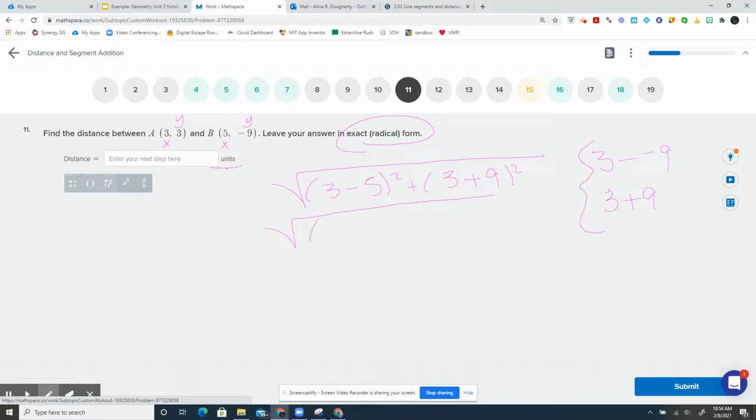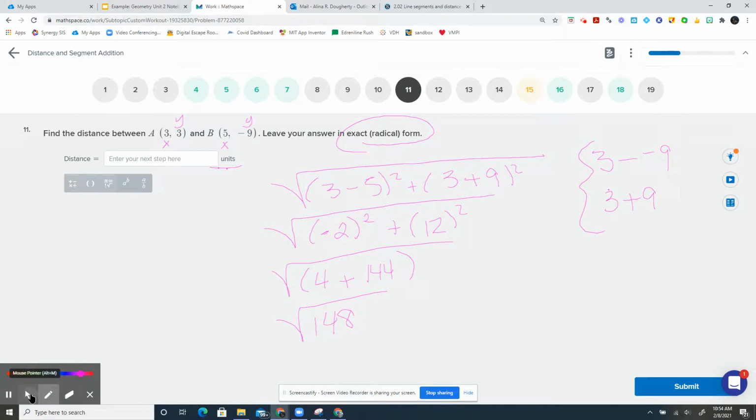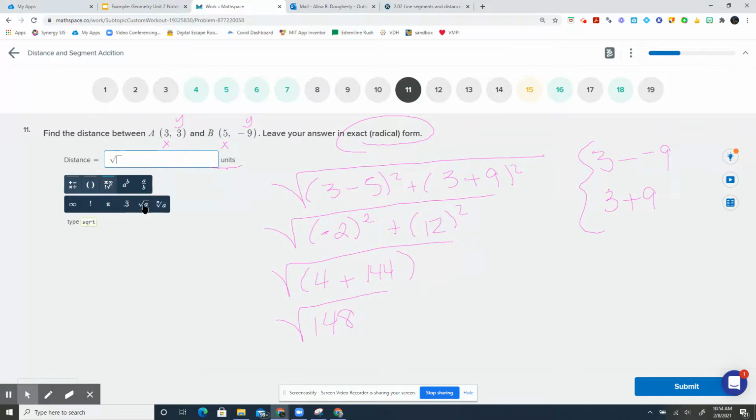And then 3 minus 5 is -2. Make sure you put it in parentheses to remind you that a negative times a negative is a positive. And then 3 plus 9 is 12 squared. So let's see if we can do this. 4 plus 144, or the square root of 148. And we put that in here. Square root 148.